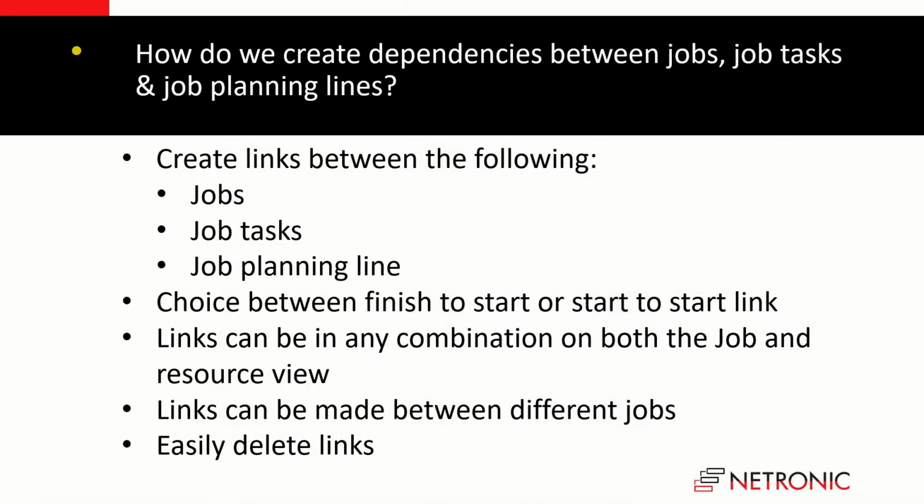So I showed you quickly how to create dependencies between jobs, job tasks, and job planning lines. Again, you can create them between the jobs, job tasks, and job planning lines in any combination. You have two choices between creating links that are finish to start or start to start. And these links can be created between jobs, job planning lines, or job tasks coming from different jobs. And it's as easy to delete them as it is to create them in the first place.